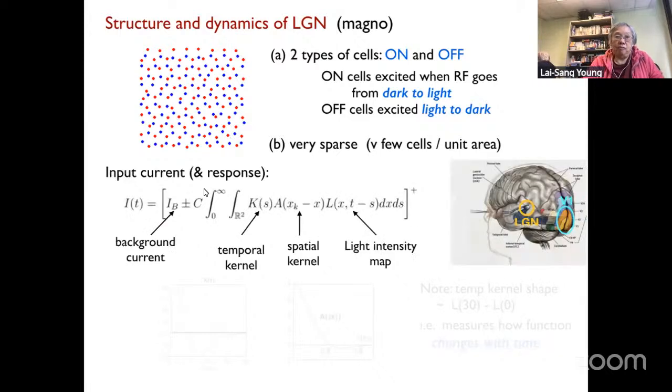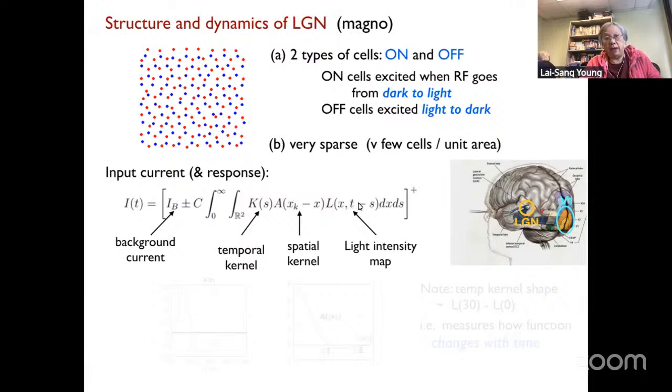Okay, so more precisely, this is of course a model, but this is a very standard accepted model. So showing you again that I'm talking about this part. The input current to LGN is basically like this. There's a light intensity map, so this pathway doesn't see color, it's only luminance, only light and dark. So this is a light intensity map, meaning that at location X, we know what location means because we have this coordinate system, at time T minus S here rather, how light or dark this is.